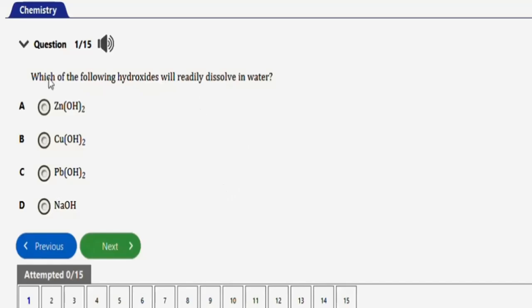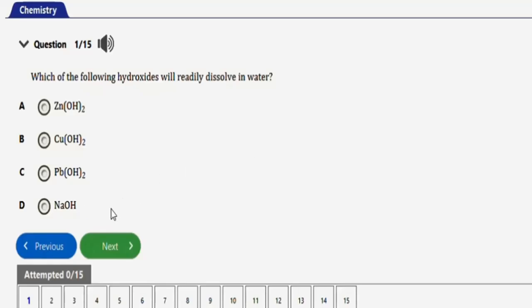The first question says, which of the following hydroxides will readily dissolve in water? Option A, we have zinc hydroxide, copper hydroxide, lead hydroxide, and sodium hydroxide. The right option will be option D, sodium hydroxide, because out of the options we have here, the only option that is a strong base is sodium hydroxide. Strong bases can easily dissolve in water, whereas weak bases cannot easily dissolve in water. Very important: strong bases ionize completely in water, weak bases don't ionize completely in water.